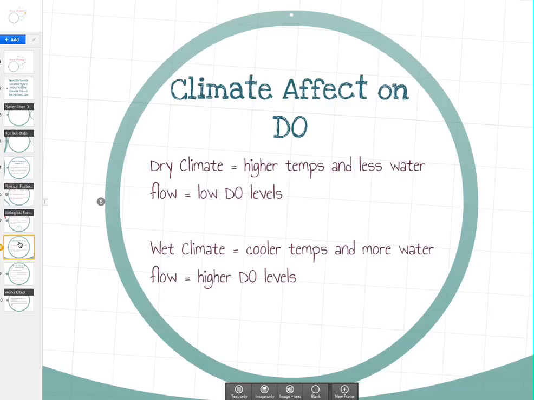Climate also has an effect on DO. Dry climate equals higher temps and less water flow, which equals low DO levels. Wet climate equals cooler temps and more water flow, which equals higher DO levels. Since the hot tub water is also hot and has the same consistent volume of water, this gives us the low constant DO levels when testing the hot tub water.